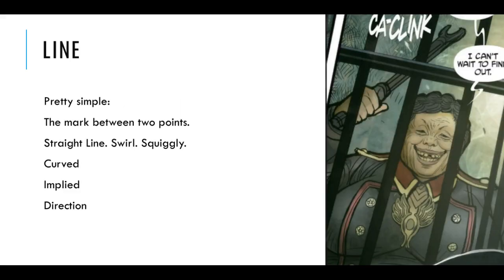So the first one is pretty simple. It's line. It's literally the mark between two points. Yes, the straightest path between two points is a straight line.